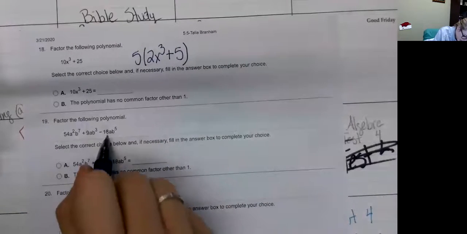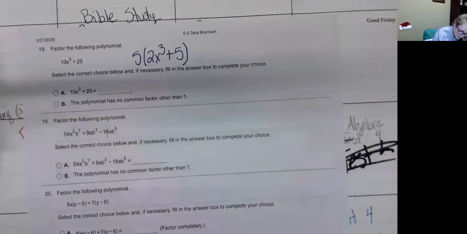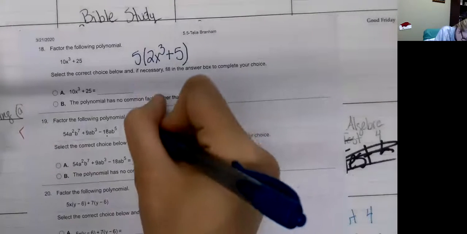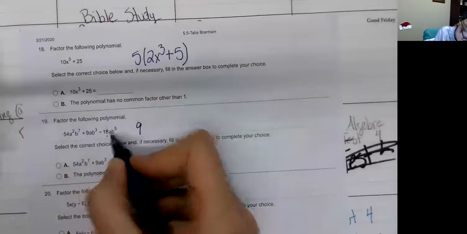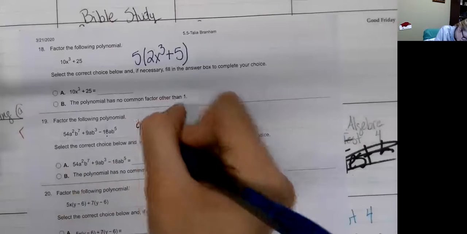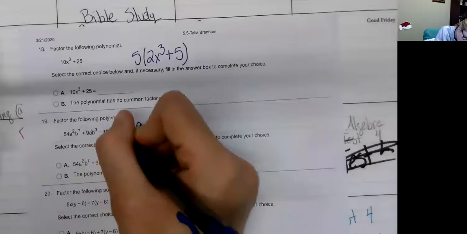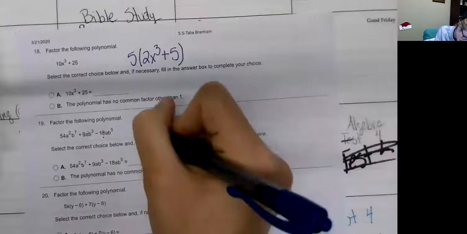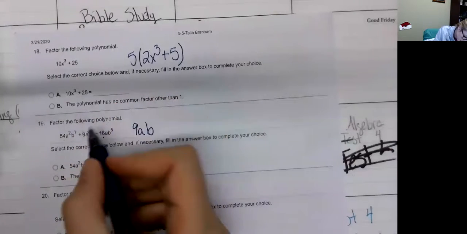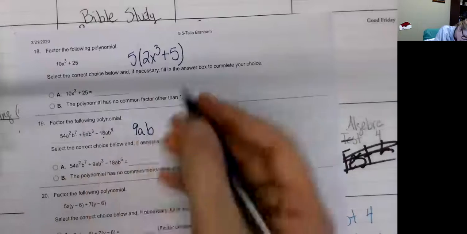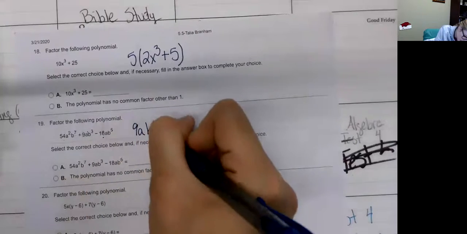Okay, 54, 9, and 18. 9 goes into all of them. So I'm going to factor out a 9. And then A is in everything, so I'm going to factor out A. My lowest exponent would be 1, so it's just going to be A. There's a B in all of them, so I can factor out a B. My lowest exponent is 3, so I'm going to factor out the B cubed.